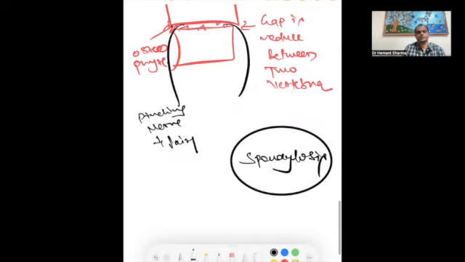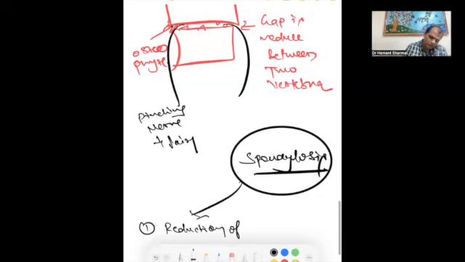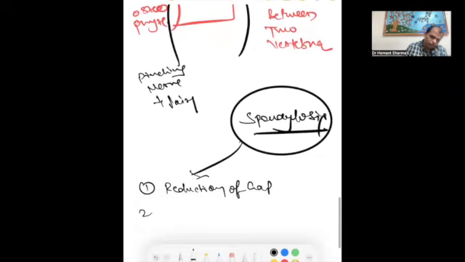The bony projection presses on the spinal nerve. So this is called spondylosis. The meaning of spondylosis: number one, reduction of gap, and number two, formation of osteophyte. When these two conditions are there, then it is called spondylosis.